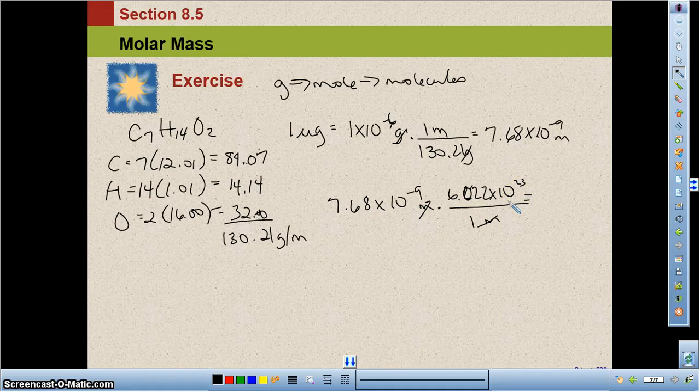We multiply that, and we have the number of molecules as 4.62 times 10 to the 15th molecules that are being released with each bee sting. And that's your final answer.